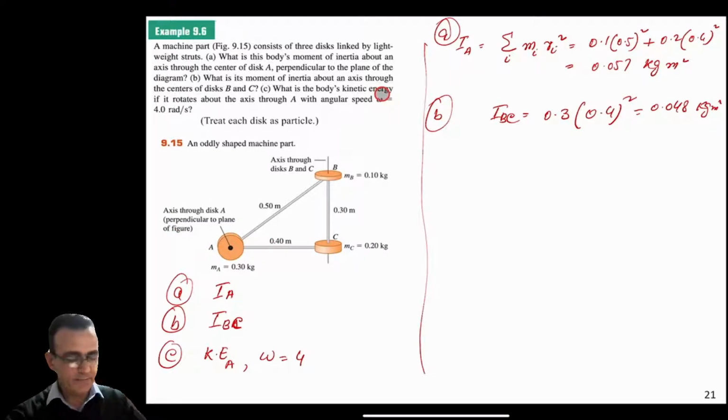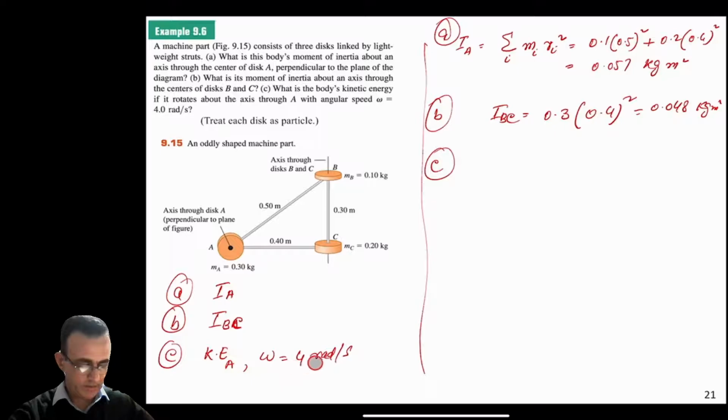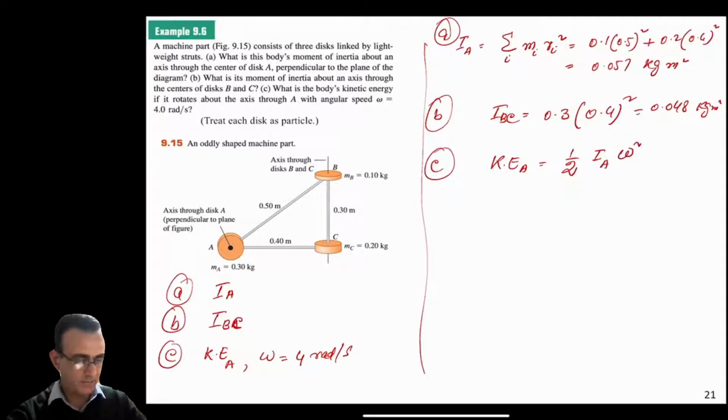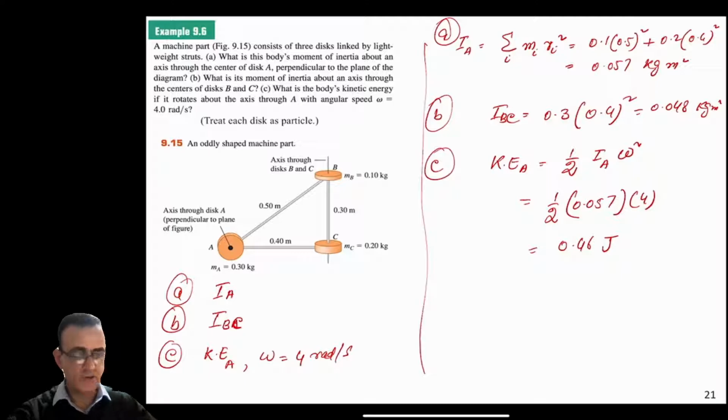Okay, finally, in part C we need to calculate the kinetic energy when omega is 4 radians per second, but about A. So kinetic energy about A is half I_A omega square. We already know I_A, which is 0.057, and omega is 4. So 0.46 joule is the value of this.